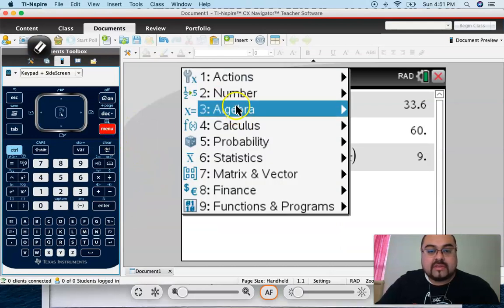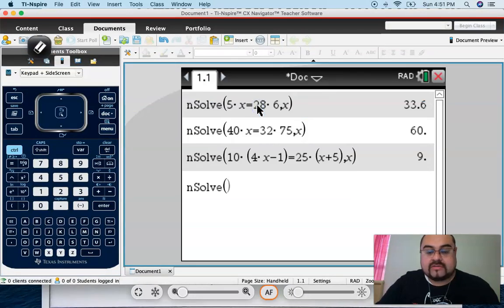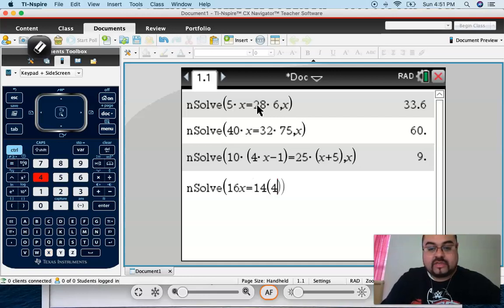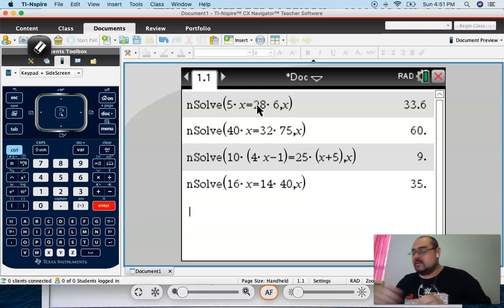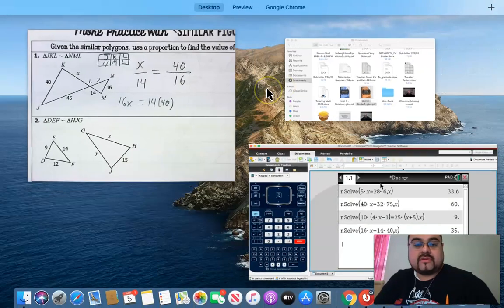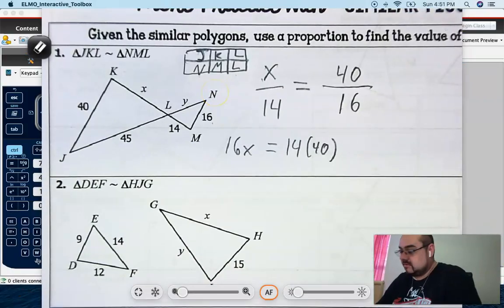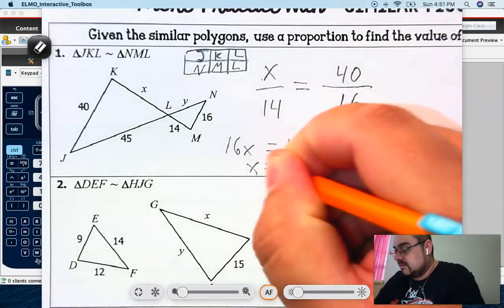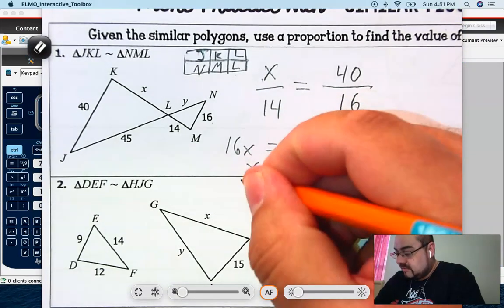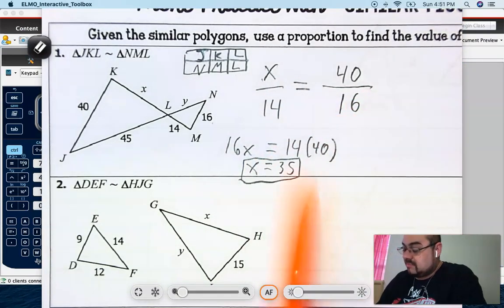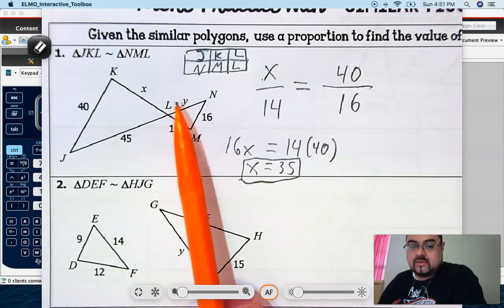Menu, algebra, numerical solve. 16x is equal to 14 times 40, comma x. Okay, so our first x value is going to be 35. That's our first value. Okay, we're going to repeat the process, but now we're going to be using y.